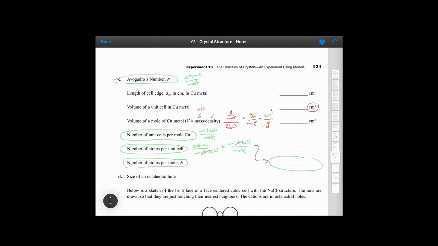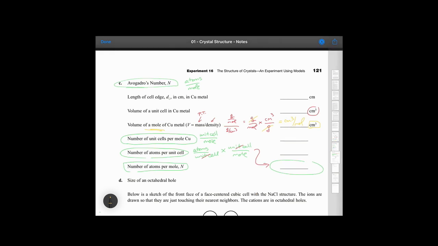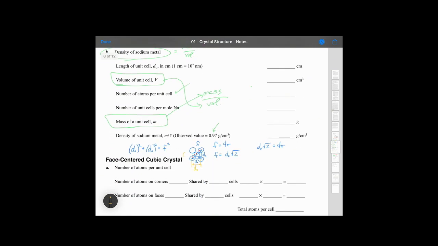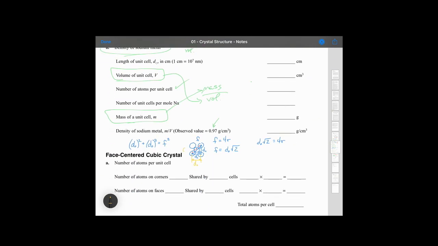We're going to get cubic centimeters per mole. Right? Now this just says cubic centimeters here because they already told you it's of a mole, but your units are properly cubic centimeters per mole. All right, so this is about using what we know about simple geometry, about the packing of these crystal structures to go through and prove some things, right? To prove the number of atoms per mole here, to prove or calculate the density of sodium metal up here.